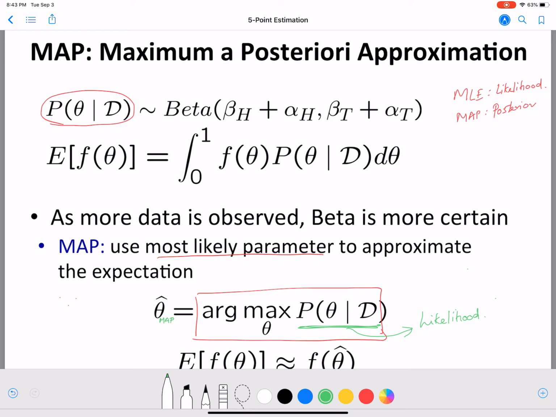So now this is again generic. We assume any function of theta, but if theta is our parameter, then we would just return theta MAP as our estimated value.